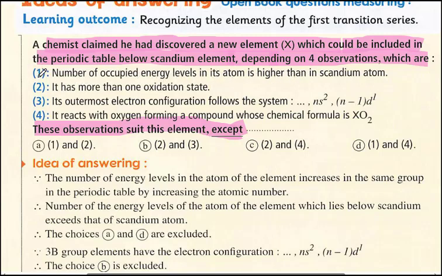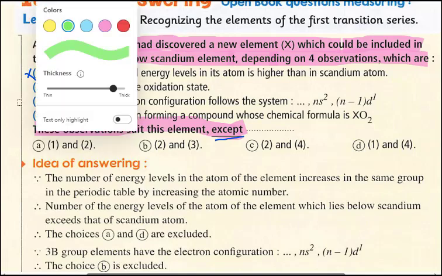So this is correct, but we want here the exception, so we will not choose this. It has more than one oxidation state. We know that scandium has only one oxidation state, so this saying is wrong. It has only one oxidation state, which is positive 3, but we want the exception, so we'll take this. This is the first one. We'll take this one.